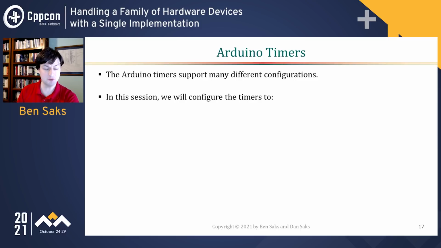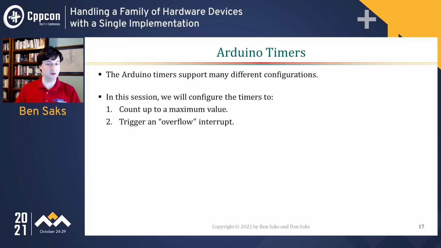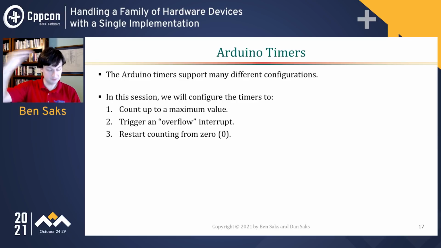Now, there are lots of different ways that we could configure these timers, but what I'm going to be focusing on here is we're going to set the timers up so that they start from 0, count up to a maximum value. They trigger an overflow interrupt. When they hit their maximum value, they will send an interrupt signal. Then they'll restart counting from 0, and eventually they'll reach that maximum value again and overflow again, triggering another interrupt.